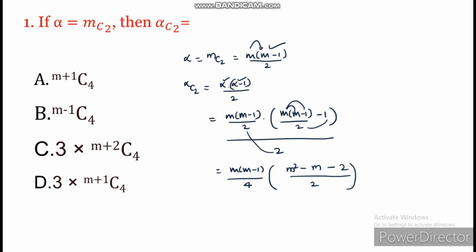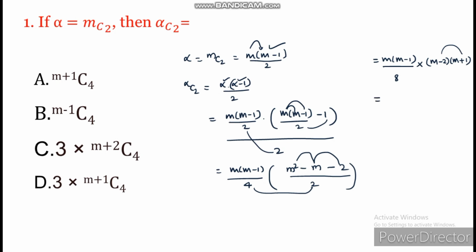Now I will simplify this. M into M minus 1 divided by 4, 2 fours are 8, into M square minus M minus 2. That I will factorize using the middle term splitting method. You will get the factors as M minus 2 into M plus 1. M minus 2 and M plus 1 are the factors.